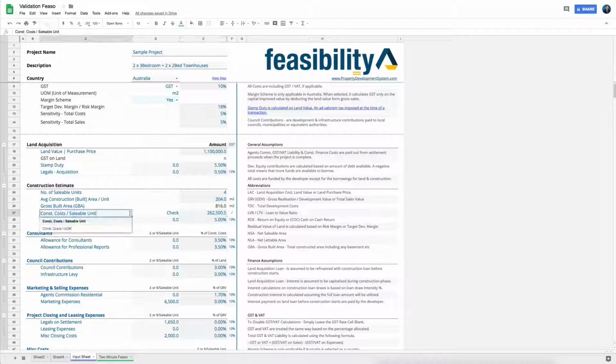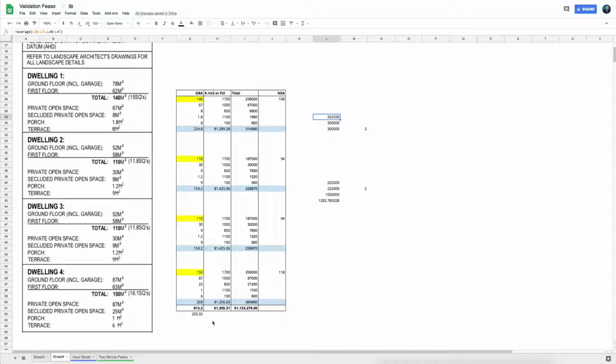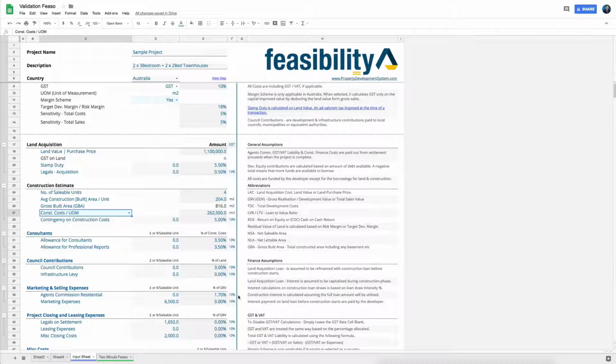Or if you know what your total rate for construction is going to be per square feet or per square meter, make sure that you come back here and then you put in the correct value over here, which is 1,400. If you leave 262,500 over there, it's going to multiply that by 816 to be able to get to a very high value, and then you won't know what just happened. So contingency on construction cost, I usually allow 5%.